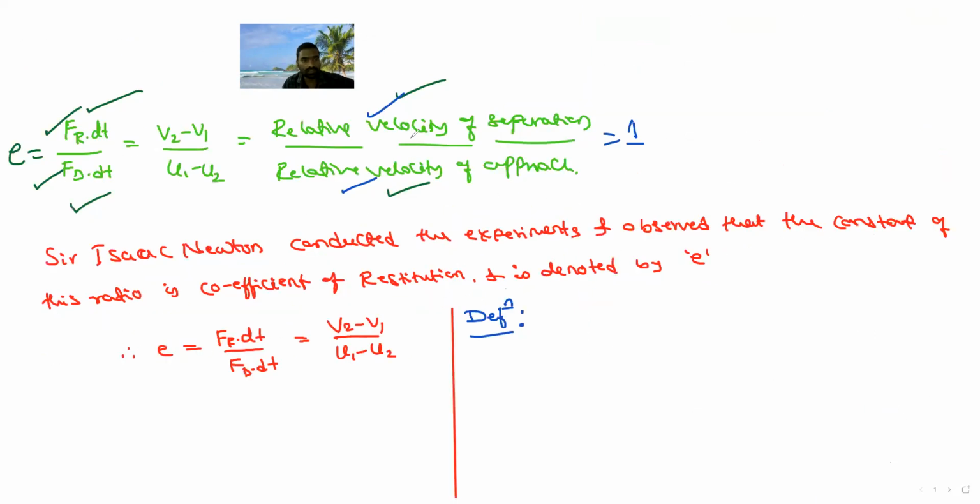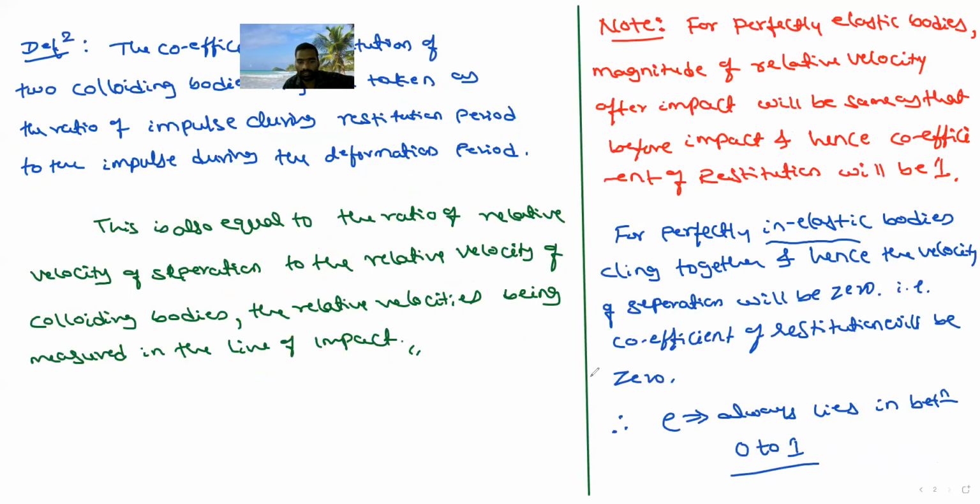See this one. Relative velocity of separation means after impact. After impact, the velocity will be equal to 0. Before impact, you are giving some velocities, correct? So 0 divided by anything is equal to 0. That's why the coefficient of restitution has a value between 0 and 1.